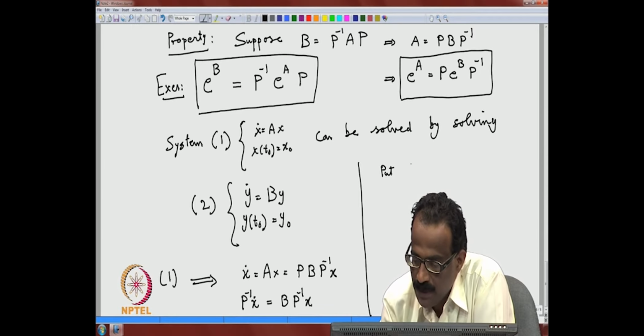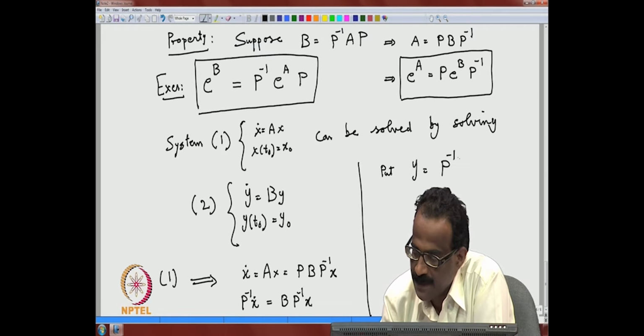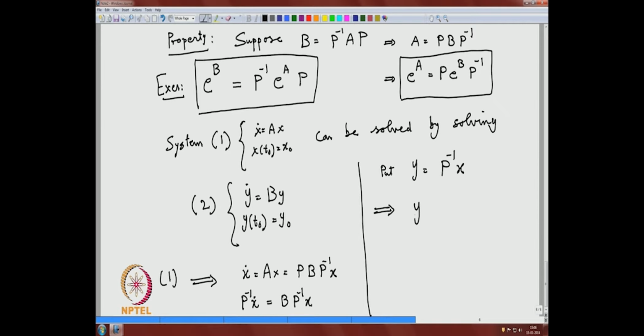So, you put y is equal to P inverse of x, that implies y dot is equal to B y. So, you see, and what is y at t naught? y at t naught is nothing but P inverse of x at t naught, that is x naught, and this you call y naught. So, you can solve your system.